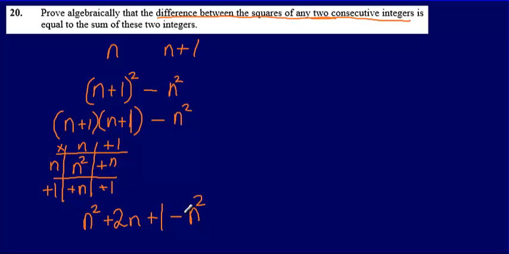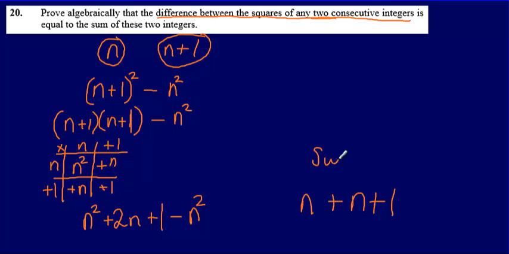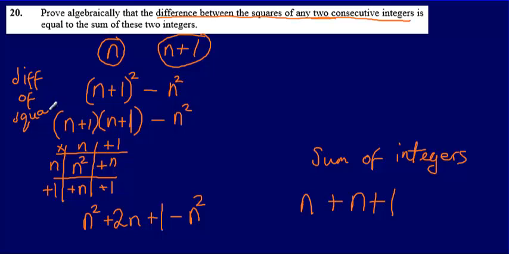And what we need to show is that that will be equal to the sum of these two integers. The sum of these two integers just means that I'm going to take my first number, which was n, and the number which follows it, n plus 1, and add them together. So the sum of the two integers is n plus n plus 1, and this working that I've done over here is the difference of the squares. The difference of the squares is n squared plus 2n plus 1 minus n squared.